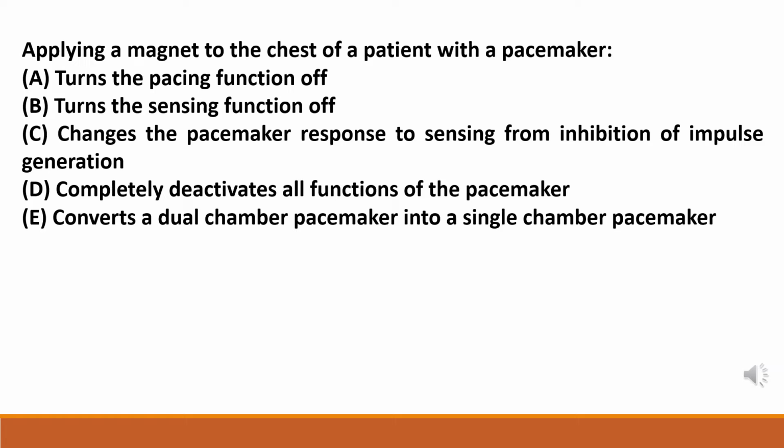Applying a magnet to the chest of a patient with a pacemaker: A. Turns the pacing function off. B. Turns the sensing function off. C. Changes the pacemaker response to sensing from inhibition of impulse generation. D. Completely deactivates all functions of the pacemaker. E. Converts a dual-chamber pacemaker into a single-chamber pacemaker.